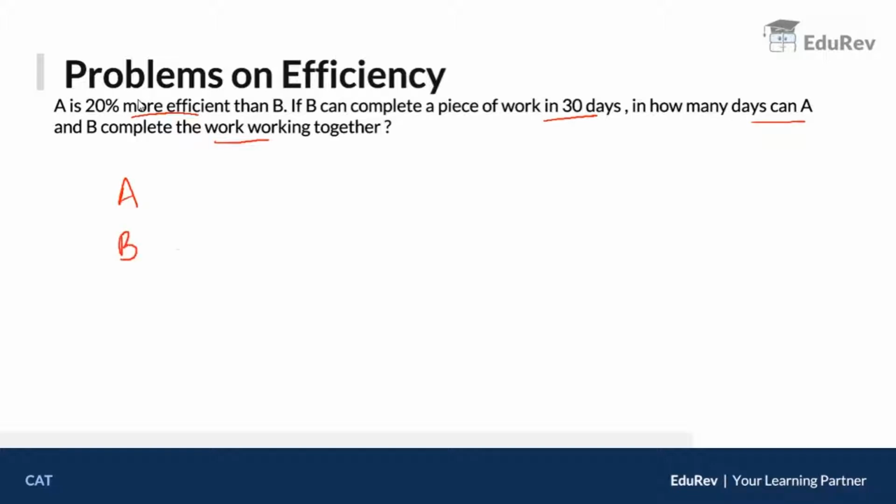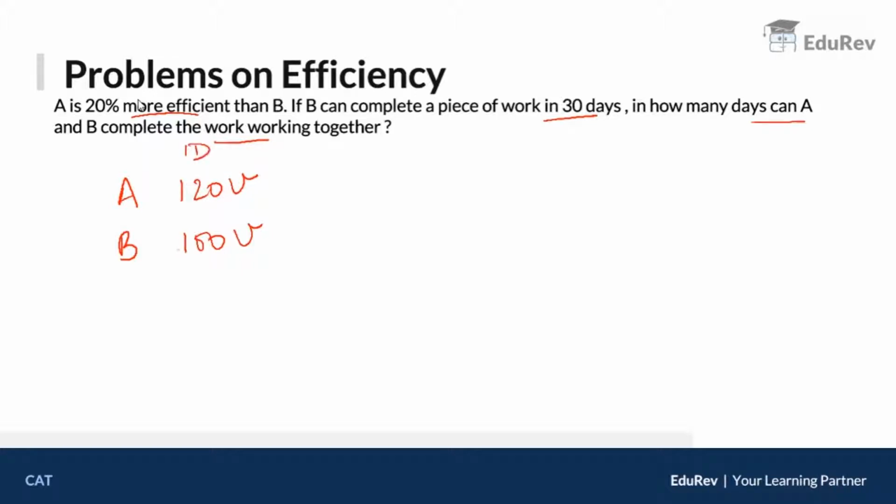So that means what? Let's say B does 100 units. You can take one also, not a problem. I'm just taking 100 for convenience. If B does 100 units, A is 20% more efficient, so A will do 120 units. If you take it as 1, A will do 1.2. So this is the number of units done by them in one day.